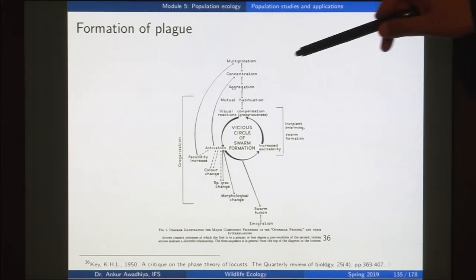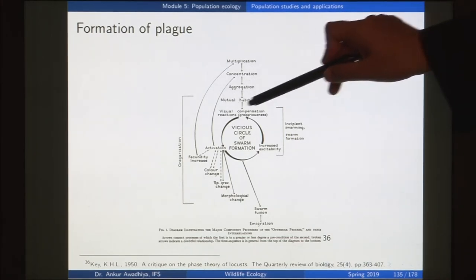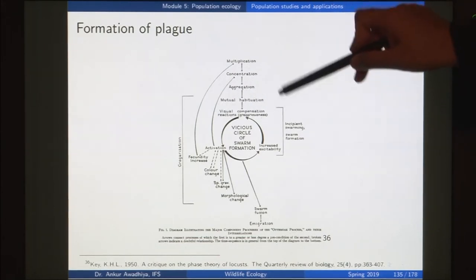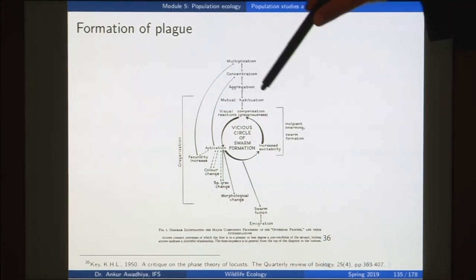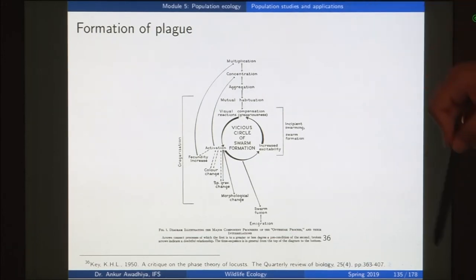And once that happens, you have more aggregation, there is a mutual habituation and a visual compensation. So, essentially what is happening is that when you have all these larvae that are together, they are seeing each other at a very close proximity, they are smelling each other at a very close proximity, and because of which it leads to certain reactions which makes it into a swarm.